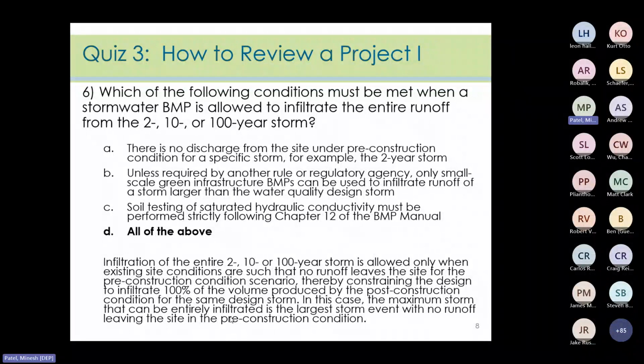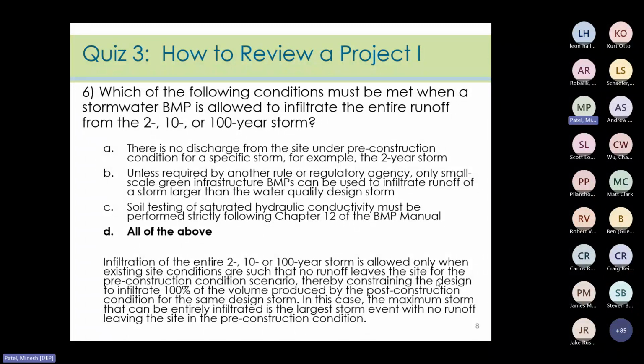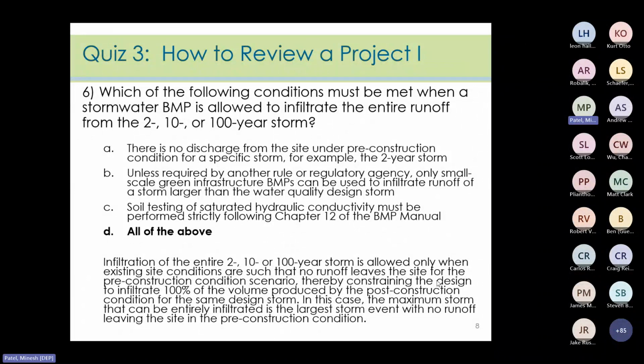The maximum storm that can be entirely infiltrated is the largest storm event with no runoff leaving the site in the pre-construction condition. For example, if there's no runoff for the pre-construction 10-year storm, but there is for the 100-year storm, then for the proposed condition, the maximum design storm that can be fully infiltrated is the 10-year storm. And then the answers for B and C, they paraphrase what is found in the rules. Only small scale GI BMPs can be used to infiltrate runoff of a storm larger than the water quality design storm, unless required by another rule or agency. And soil testing of saturated hydraulic conductivity must be performed strictly following Chapter 12 of the BMP manual.